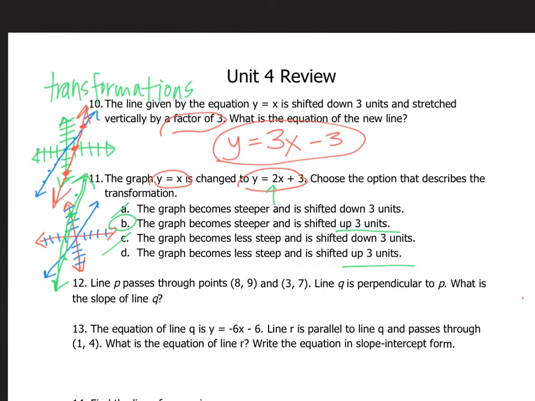A situation in which something would become less steep: if this was your original graph, our slope is 1. If your slope for your new one is a fraction, that means it's obviously smaller, so then it would be less steep than the original. If the coefficient in front of the x is a bigger number, then it becomes more steep.